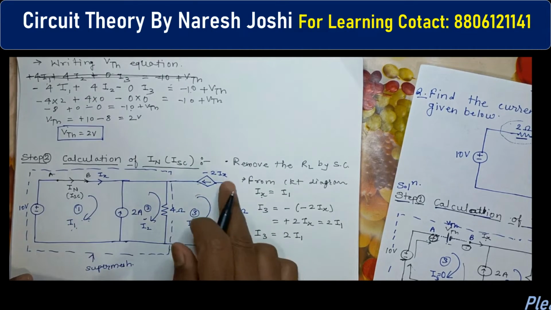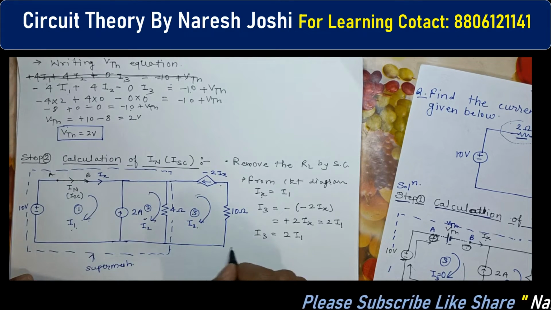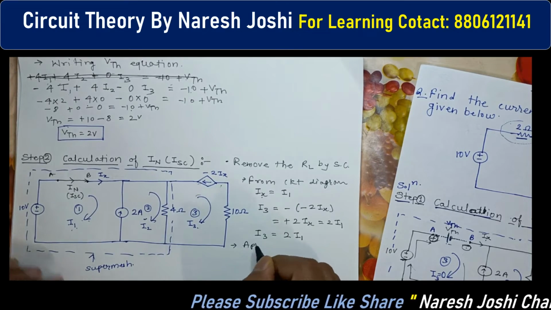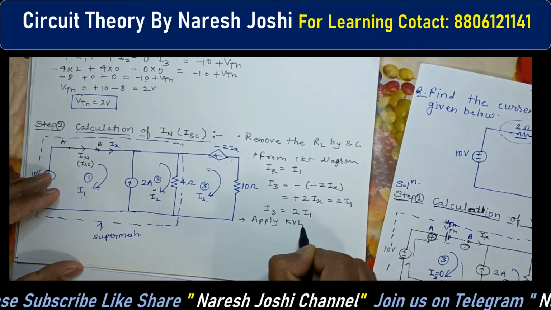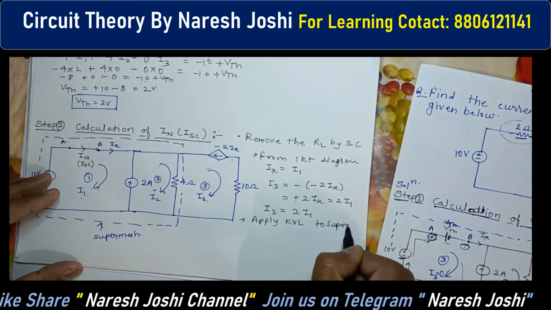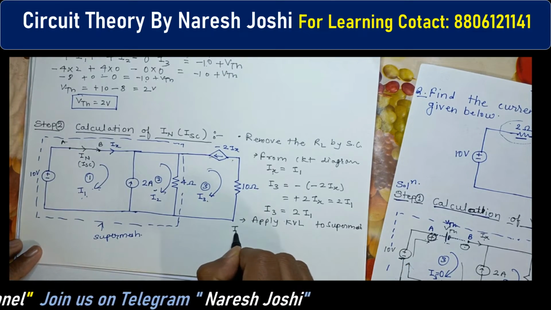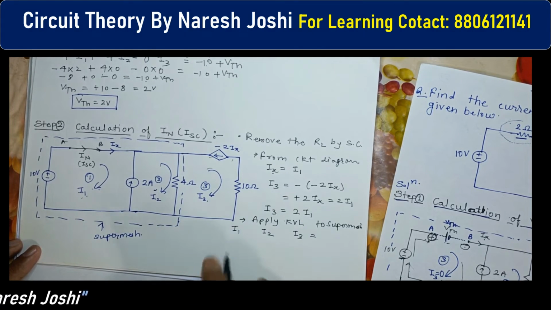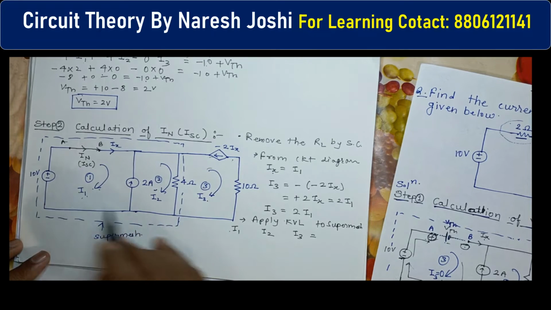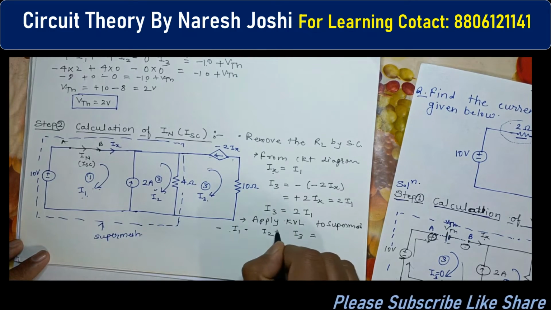Now this part is already simplified, so we have to apply KVL to the super mesh. So next, apply KVL to the super mesh. So this is the super mesh part. We have to directly apply I1, I2, I3. Okay, I1 and I2 both are in the super mesh, so I will mark them as negative. Clear? And I3 is outside the super mesh, so we will mark it as positive.